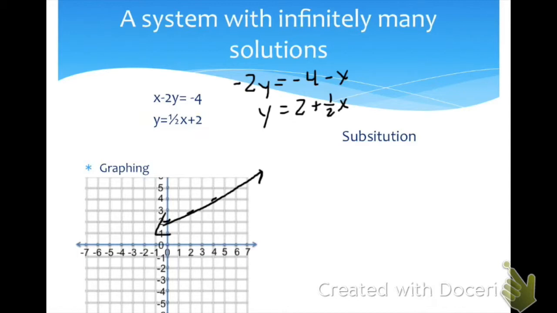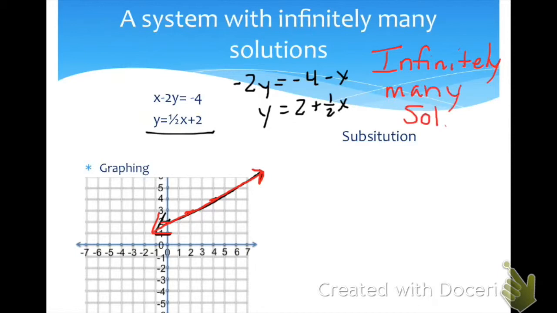We go to solve the other one. Oh, look, my y-intercept, let me change the color so we can really see. My y-intercept is 2. My slope is 1 half, up 1 over 2, up 1 over 2. These are the exact same line. Exact same lines intersect each other at every point, and that's why we would say that this has infinitely many solutions.